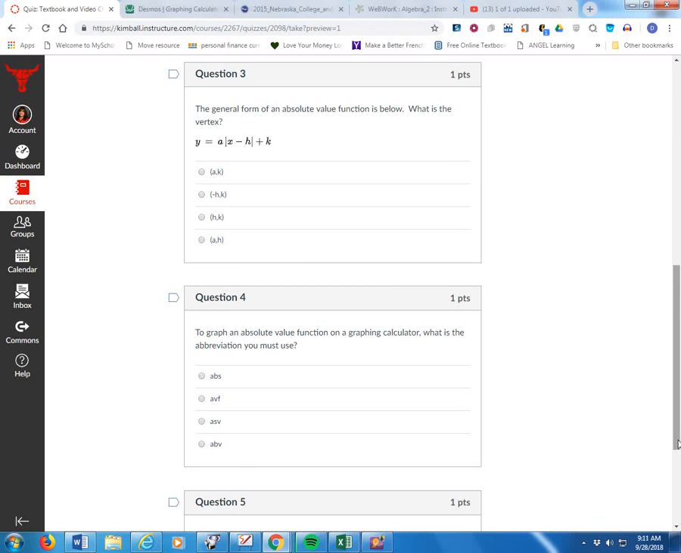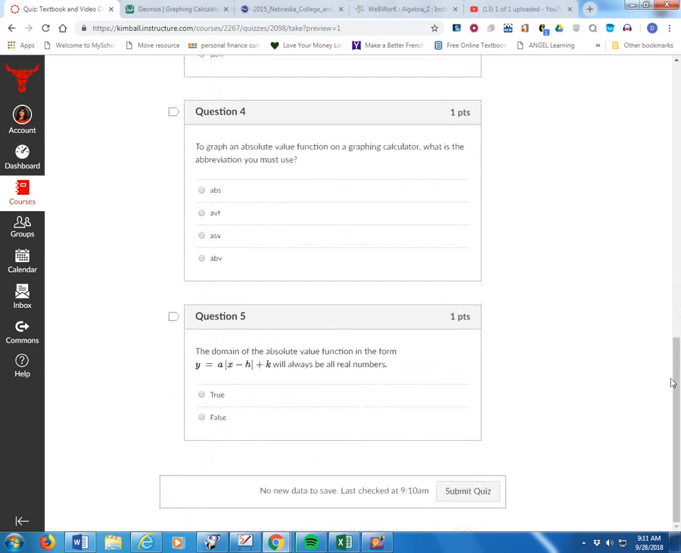To graph an absolute value function using a graphing calculator, what's the abbreviation you must use? ABS. So would the vertex be the point that the V starts from? Yep. Okay, ABS. And to get there, you go to math and then number, and then the very first one says ABS. You guys didn't know that?